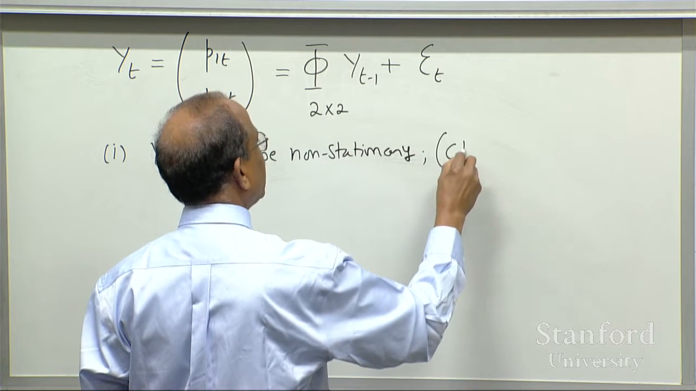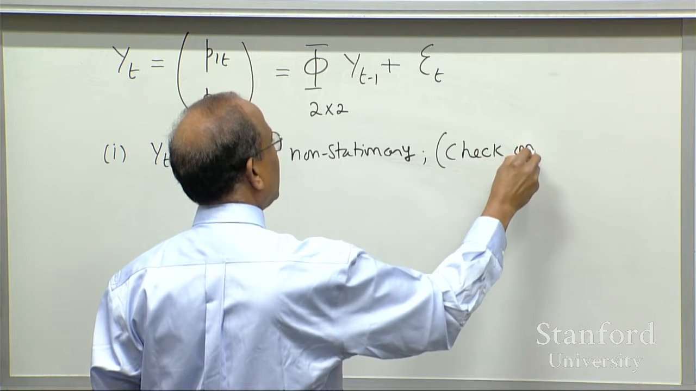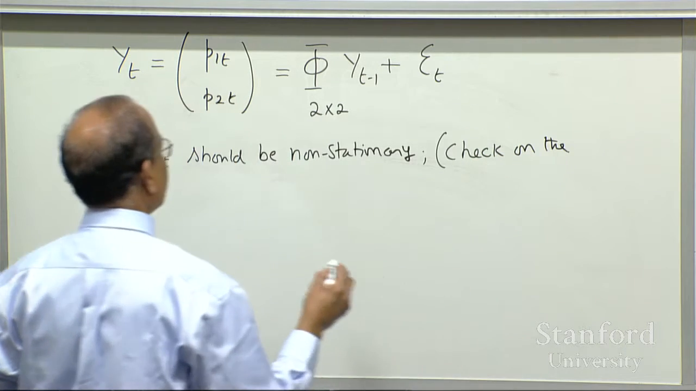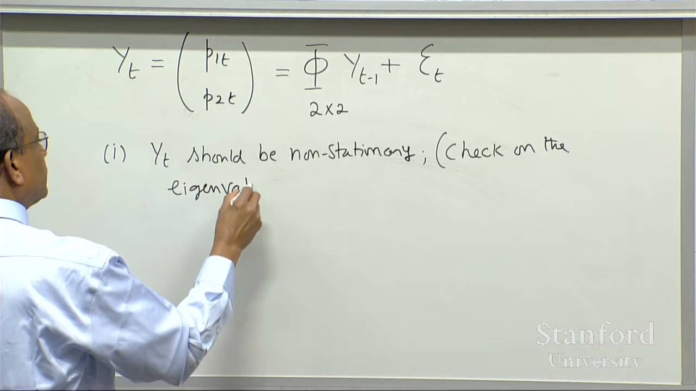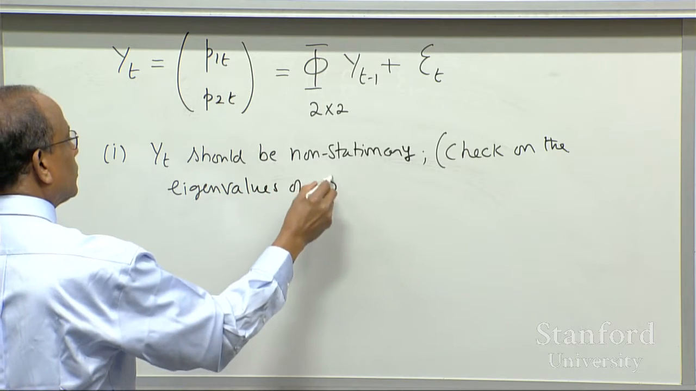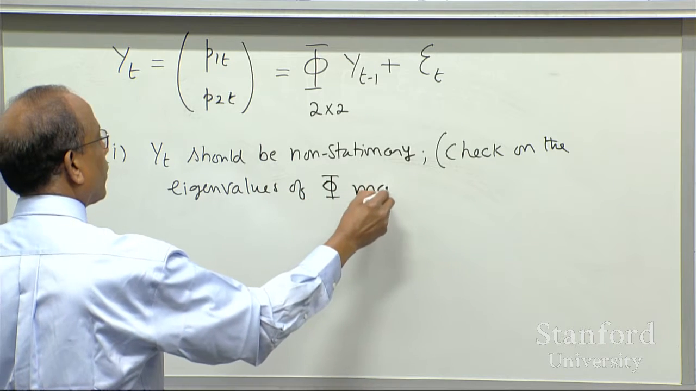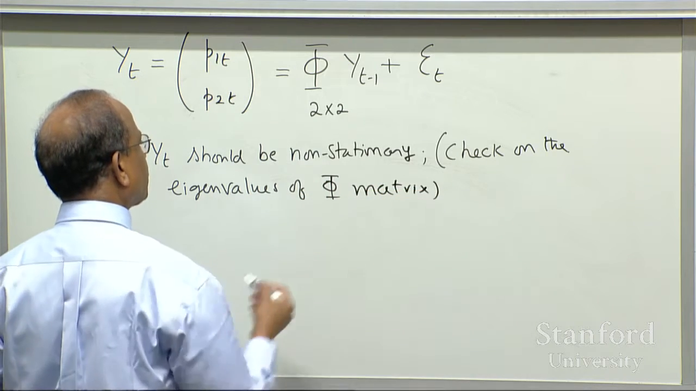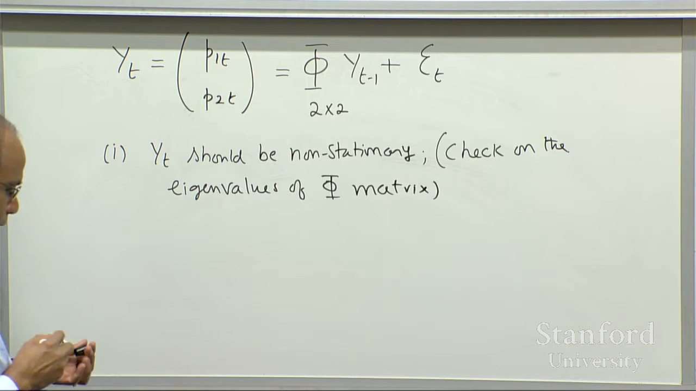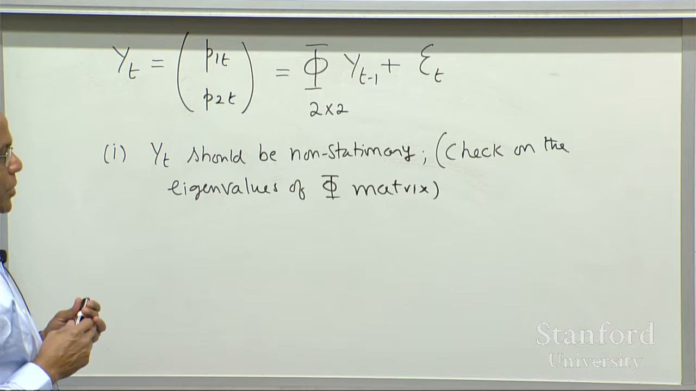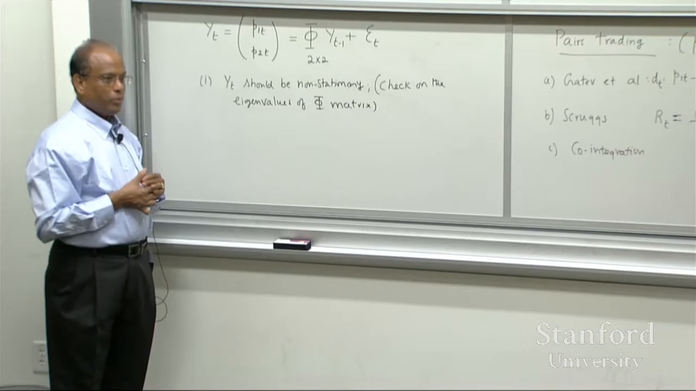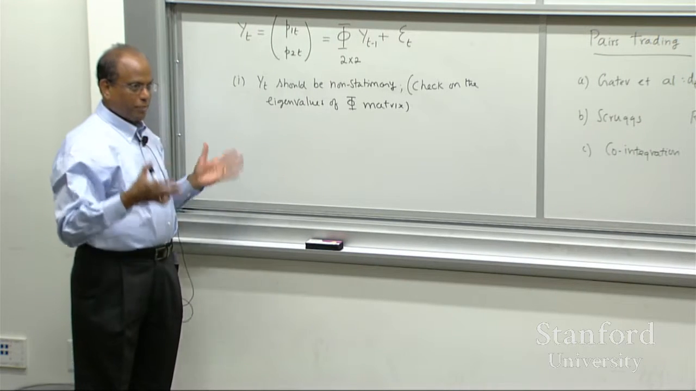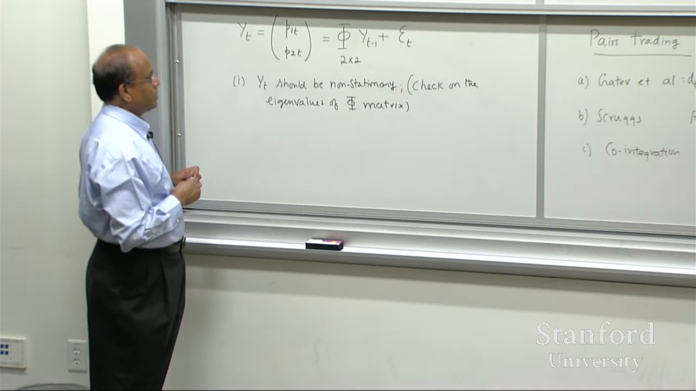So this essentially checks the eigenvalues of the pi matrix. You can see that pi is supposed to be a non-symmetric matrix. So when you calculate the eigenvalues, there is no guarantee you are going to get real values. It could be complex values too, but in terms of absolute value, it should be less than 1.